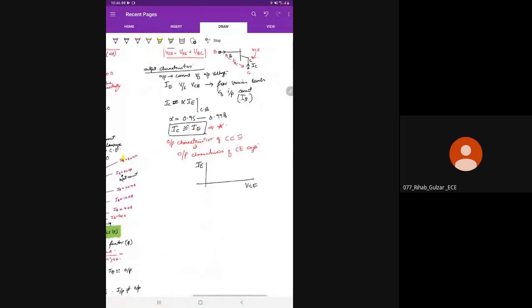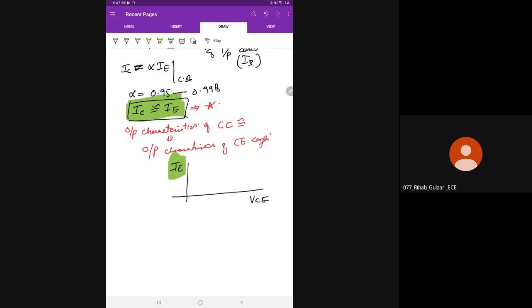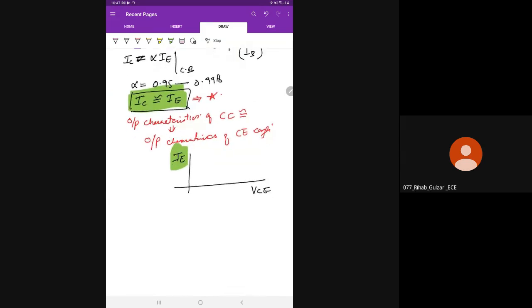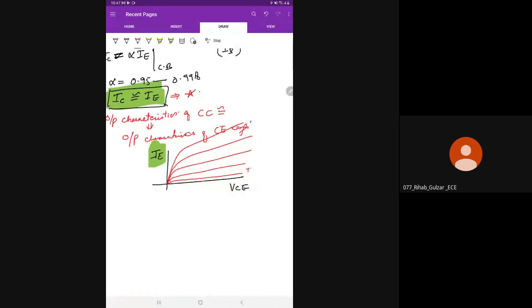अब यहाँ सिर्फ फर्क है IE में, but we know that IE is nearly equal to IC. तो जो आउटपुट कैरेक्टरिस्टिक्स है कॉमन इमिटर कॉन्फ़िगरेशन की, बिल्कुल हूबहू लगभग वैसी ही है आउटपुट कैरेक्टरिस्टिक्स in common collector also. So if I draw common collector configuration output characteristics, तो इसमें भी ऐसी ही होंगी, something like this for different input currents.